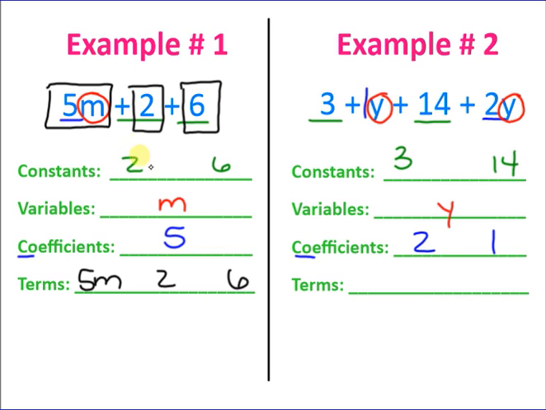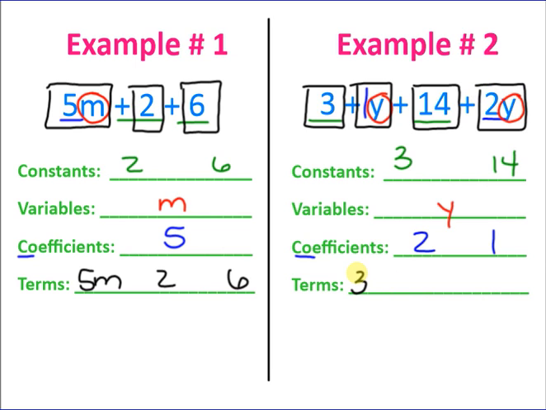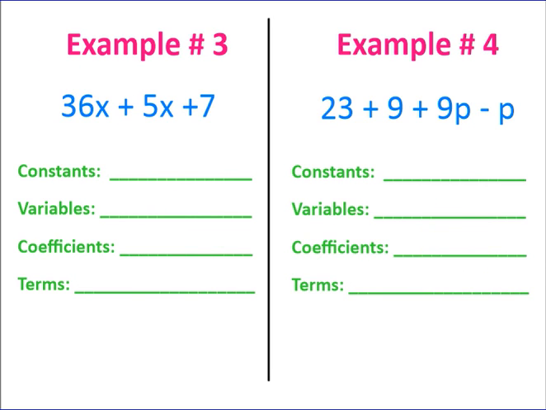And then last but not least, what are our terms? So again, I like to box those off, because they make it easier for me. So I have 3. I have y, and if you want to put 1y, if it makes you feel better, that's fine. 14 and 2y. Okay, let's take a look at another example here.